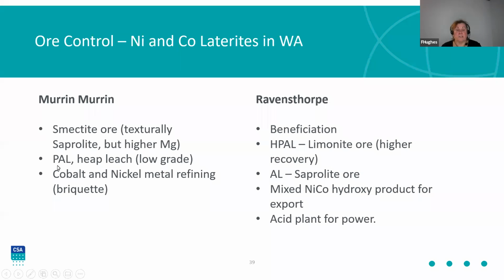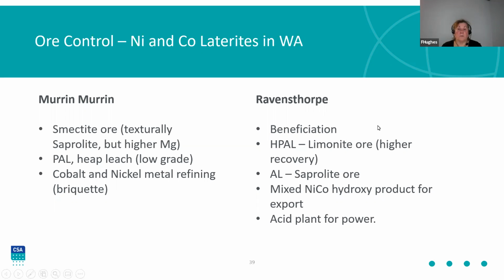Murrin has a pressured acid leach system and a heap leach as their processing options. Ravensthorpe has a beneficiation step where, because it's high in silica, it enables a lot of it to be crushed and ground and liberated in that way. The limonite ore goes into a high pressure acid leach, which has a high recovery, and then the saprolite ore is just put on atmospheric leach.